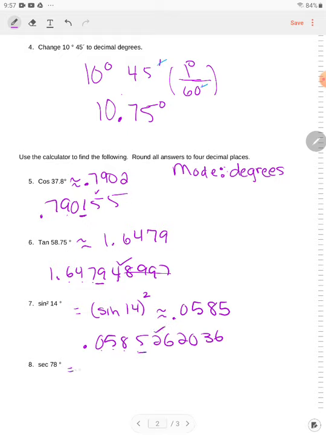Now, secant of 78 is 1 divided by cosine of 78. So you have to know the relationship between the reciprocal functions. Which reciprocal function goes with either sine, cosine, or tangent? So this is approximately 4.8097, because the next digit following the 7 is a 3. So remember, if it's a 0, 1, 2, 3, or 4, the number stays the same. And we're done with that one.